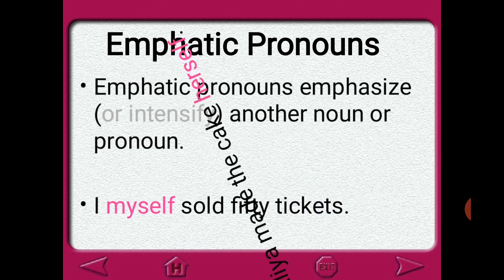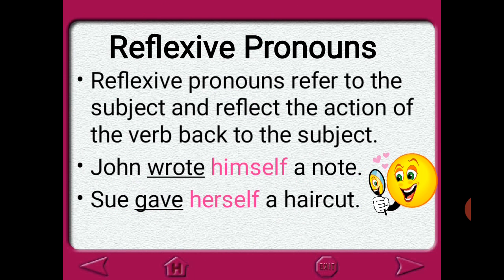Okay, now children, let's see reflexive pronouns. Reflexive pronouns refer to the subject and reflect the action of the verb back to the subject. Like John wrote himself a note and Sue gave herself a haircut. So here himself and herself refer to the subject and reflect the action of the verb back to the subject. They are referring back to the nouns or the subjects.